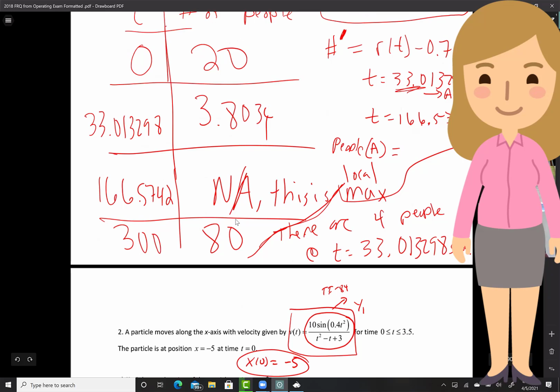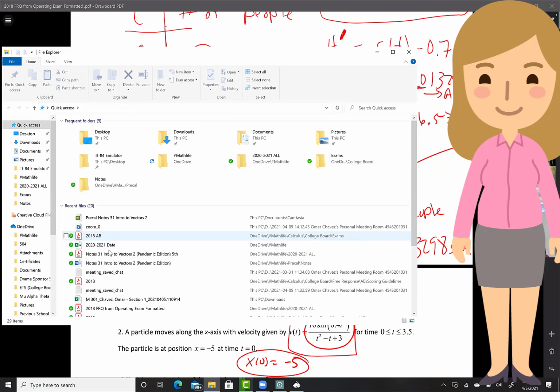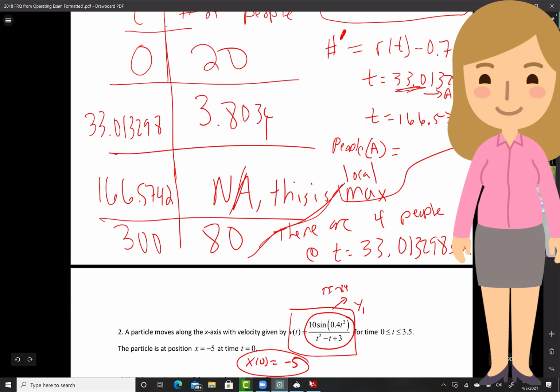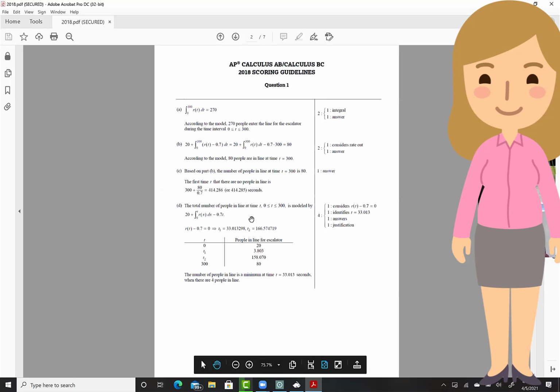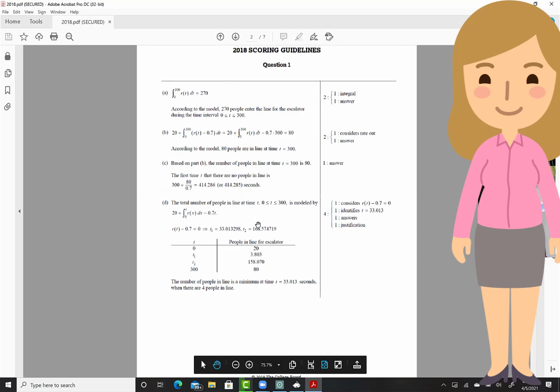All right, let's see how we did, guys. Should we look at the rubric? Let's look at the rubric. So here we go. And then 2000 College Board. Here we go. Can you guys see my screen here or no? All right, so let's see.